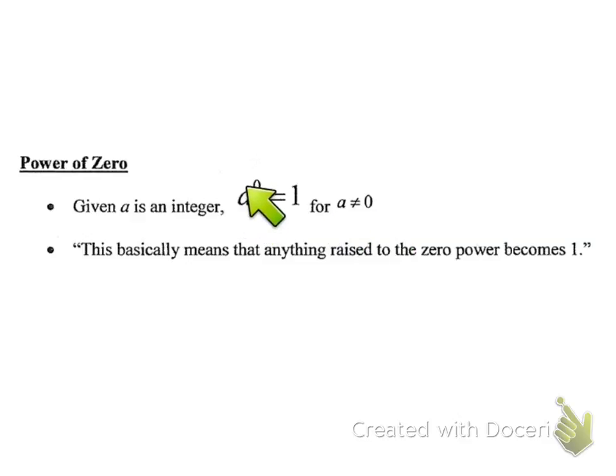So 0 to the 0 power is not 1. Any other number to the 0 power is the number 1. So basically that means that anything raised to the 0 power becomes a 1. Not a 1x, not a 1a, a 1. Any questions on that idea?